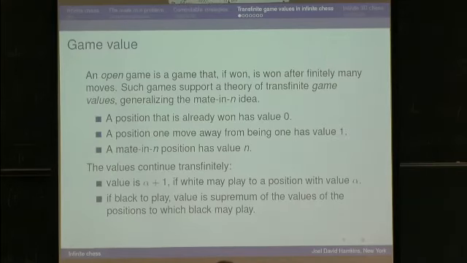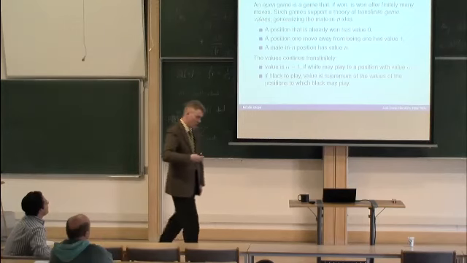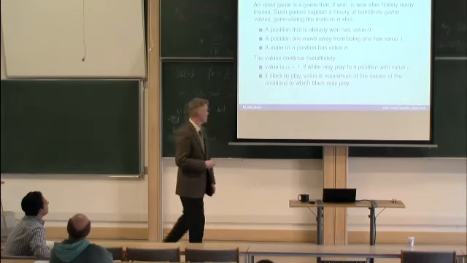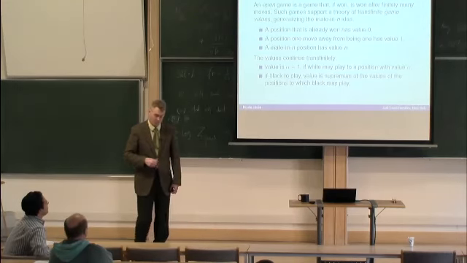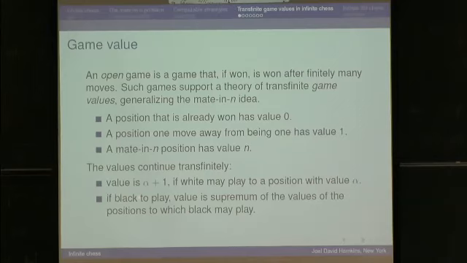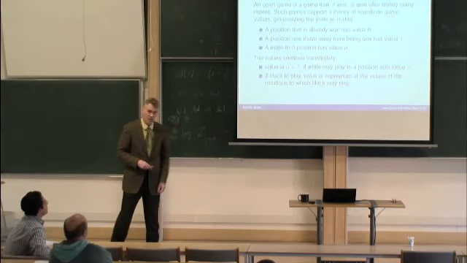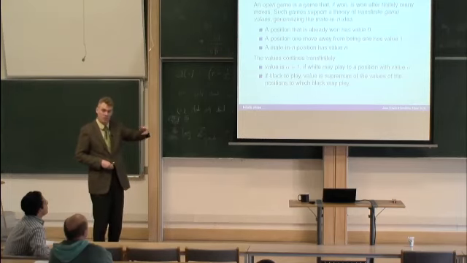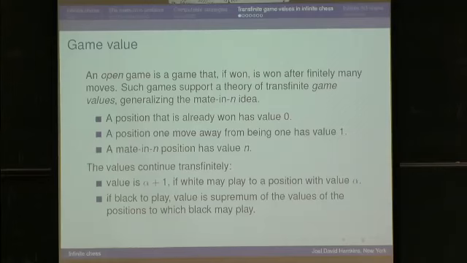Okay, so I'm not going to have time to cover everything, but there's this concept of game value in chess, and I already mentioned the value omega positions. If you have what's called an open game, a game which is won after finitely many moves, then it comes along with this game value concept. It's a way of assigning ordinal values to the positions. It's a generalization, really, of the mate-in-n idea. So a mate-in-n position has value n, but more generally, a position has value alpha plus 1 if white can play to a position with value alpha, and if it's black's turn, then the ordinal value is the supremum of the ordinal values of the positions to which black can play.